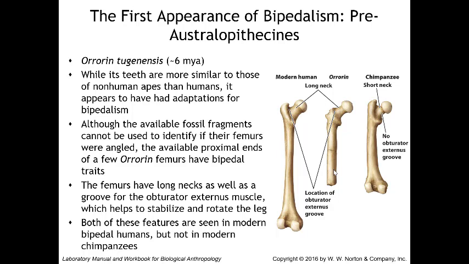The femurs have long necks as well as a groove for the obturator externus muscle, which helps stabilize and rotate the leg. Both of these features are seen in modern bipedal humans, but we don't see them in modern chimpanzees. So you can see here in the image, we have modern human, we have Orrorin, and then we have a chimpanzee. We have that long neck in both of these for the location of that obturator externus muscle to go through. And here a chimpanzee has a short neck, so no obturator externus groove.